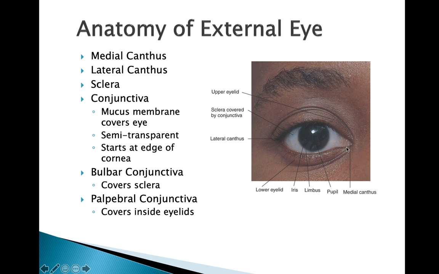So the sclera is the portion of the eye covered by the conjunctiva. The conjunctiva is a mucous membrane that covers the eye. It's semi-transparent and it starts at the edge of the cornea. And then you have the bulbar conjunctiva, which covers the sclera, and the palpebral conjunctiva, which covers the inside of the eyelid. The bulbar conjunctiva is what you see. To see the palpebral conjunctiva, you have to turn the eyelids inside out.